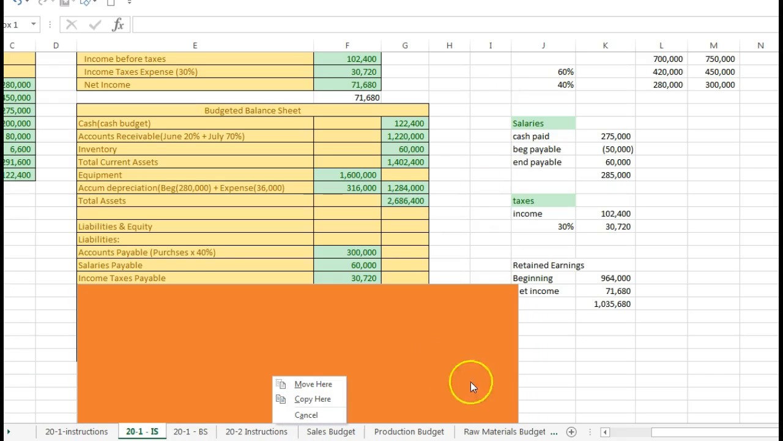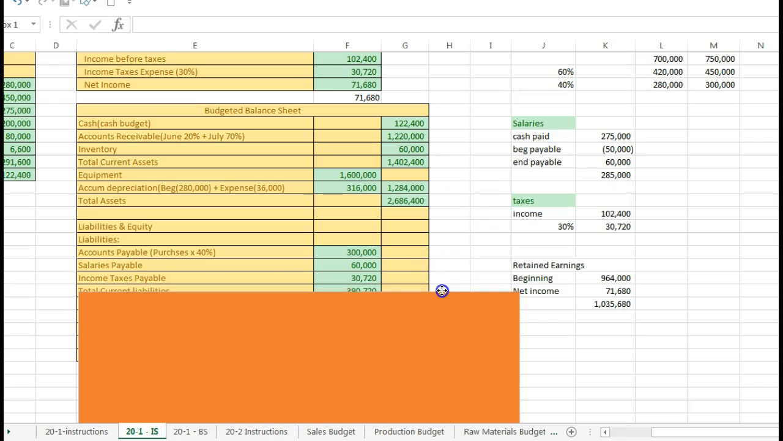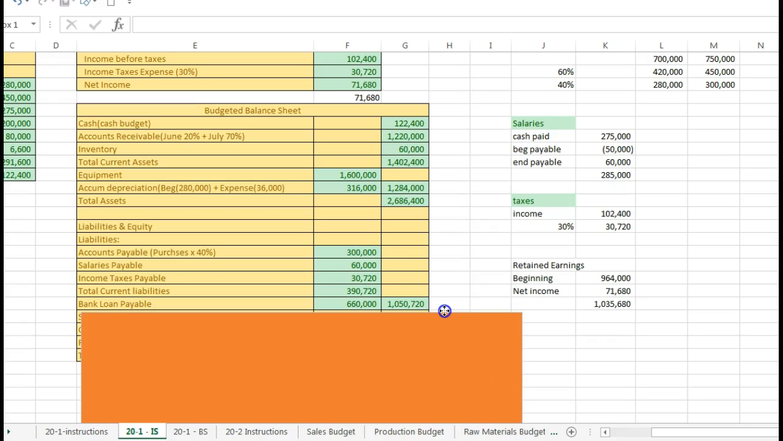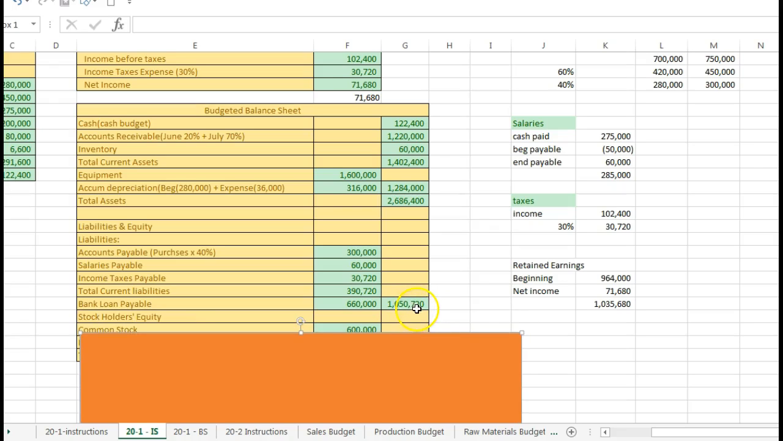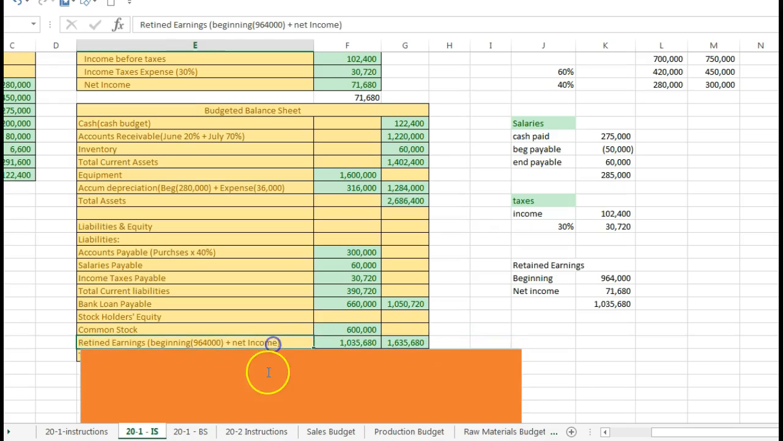I have a cat attacking my mouse here, which is kind of interesting. And then we had the bank loan payable of $660,000, which gives us a total of $1,050,720. And now we've got common stock. They give us that, and the retained earnings. In the instructions, they told us the beginning retained earnings was $967,000. Well, we have to add that $71,680 to that to come up with the retained earnings here.